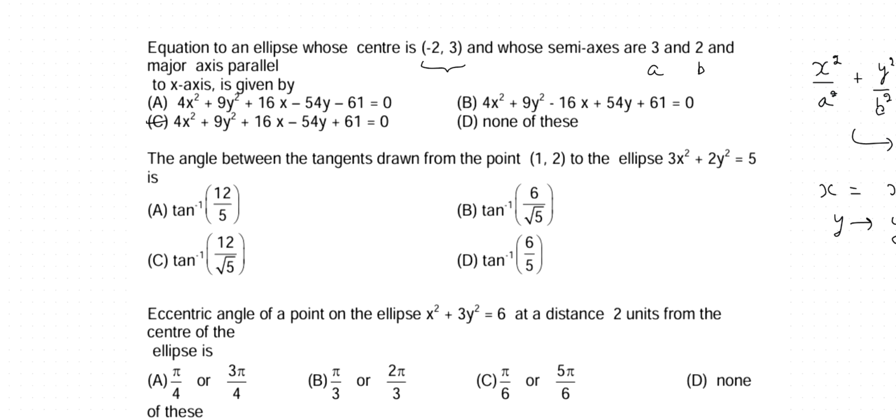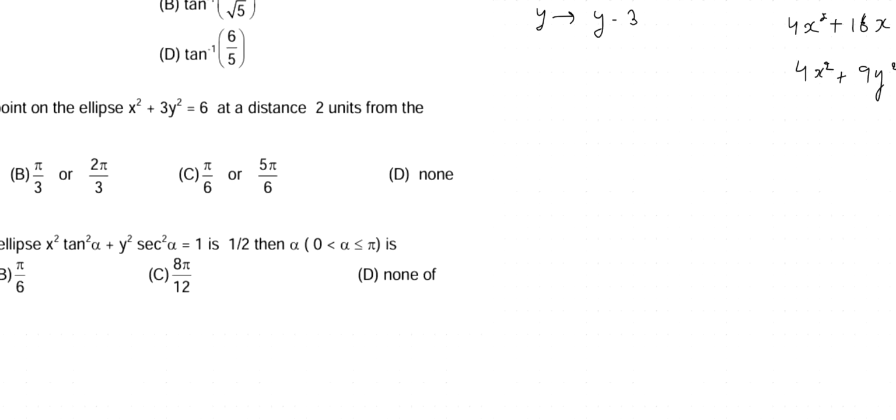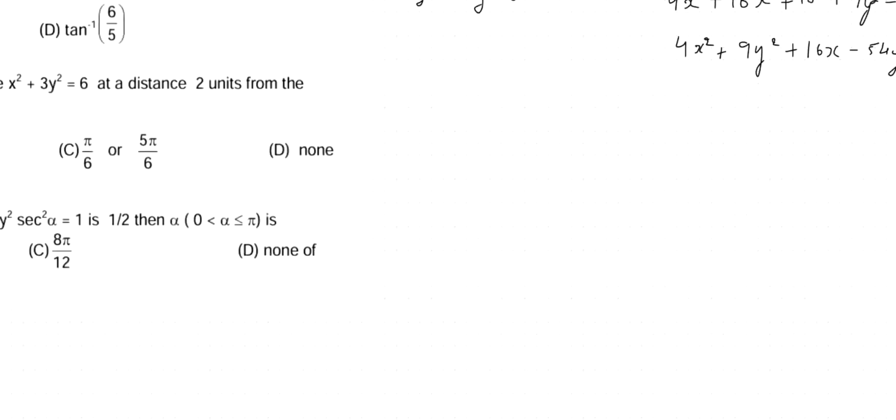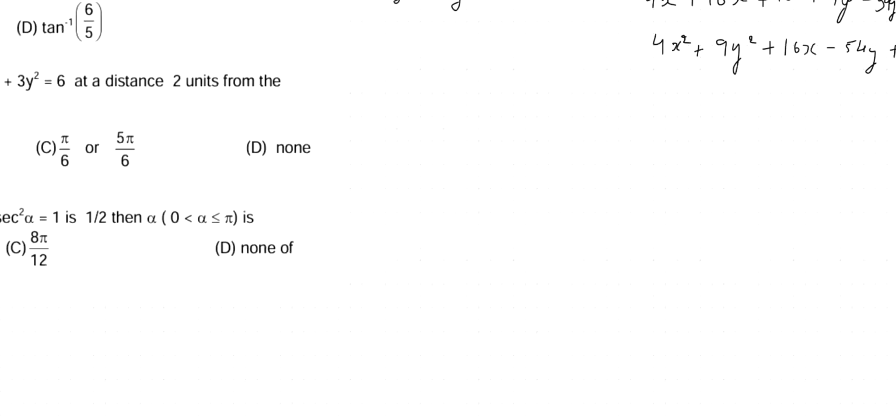Now, the angle between tangents drawn from the point (1, 2) to the ellipse 3x square plus 2y square is equal to 5 is... let's start. So we have 3x square plus 2y square is equal to 5. The point P is (1, 2).